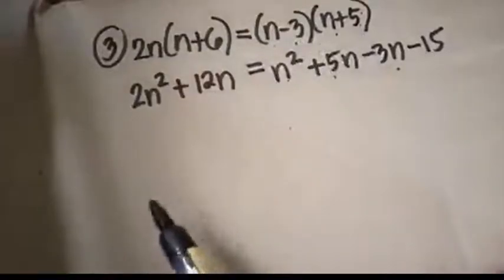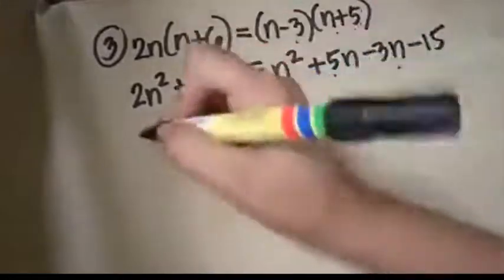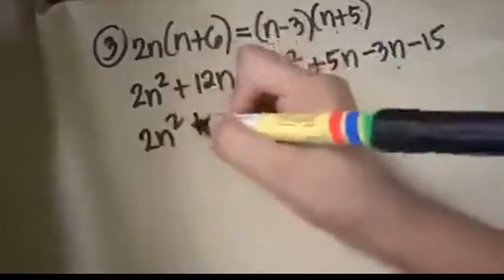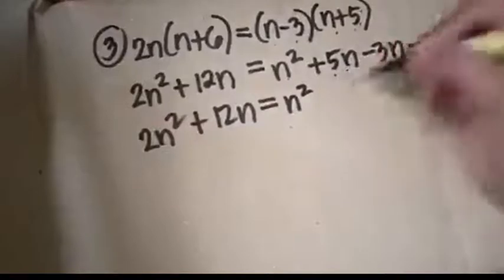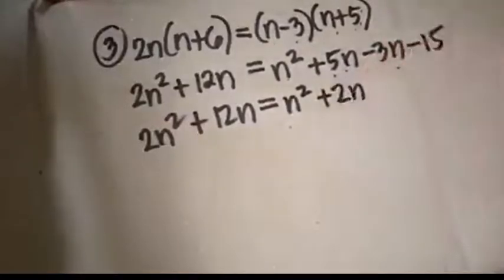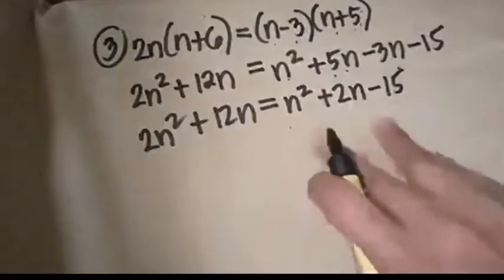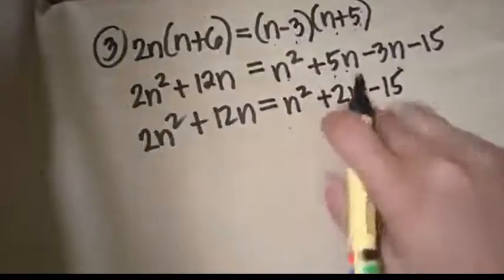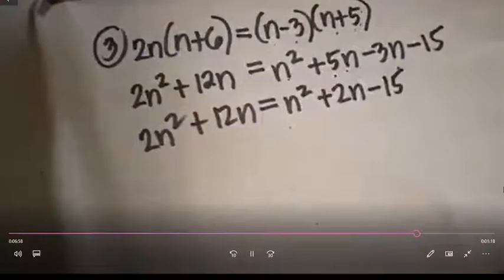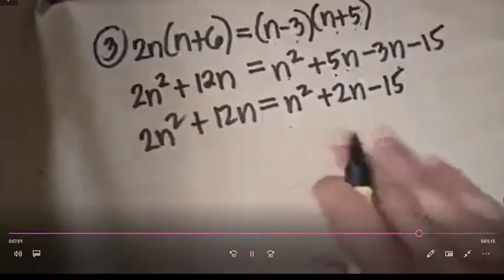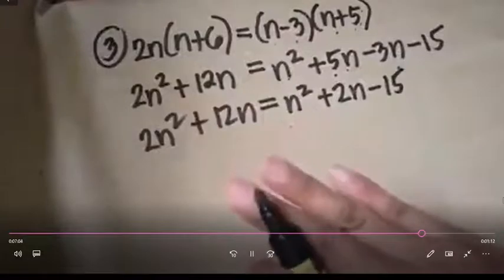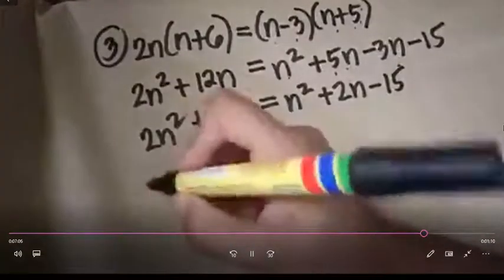So we now combine similar terms. So we have 2n squared plus 12n is equal to n squared. Positive 5n minus 3n is positive 2n minus 15. Okay? Then, we transpose to the other side. Lahat ng terms na nasa right side, we transpose them to the left side. Okay? So, once we transpose, we change the sign. At the same time, arrange na rin in descending order.